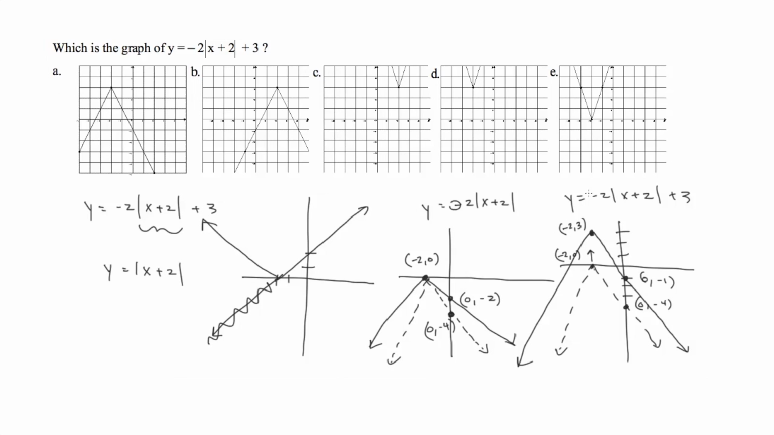So taking a look at our answer choices, which one is the only one that looks remotely like this graph here? That would be answer choice A.